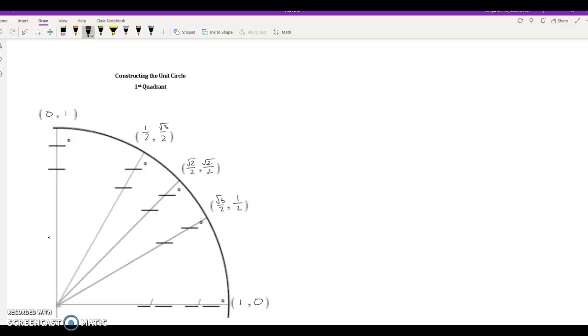Okay? Now, each of these coordinates corresponds to a specific angle of rotation that we have gone around this unit circle. So this first one is when my unit hypotenuse here, 1 unit long, has rotated positively, right? Remember, rotation in the coordinate system positively is counterclockwise. So if we rotate 30 degrees, that's where this coordinate would be.